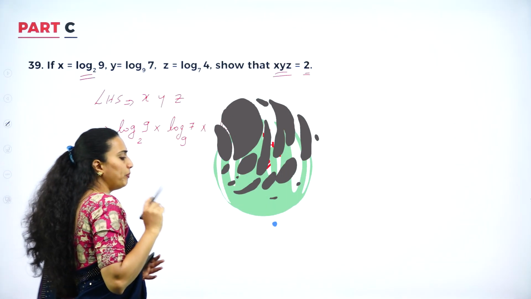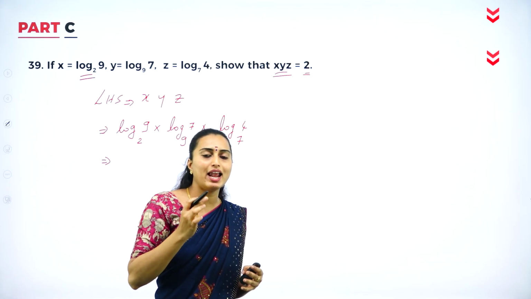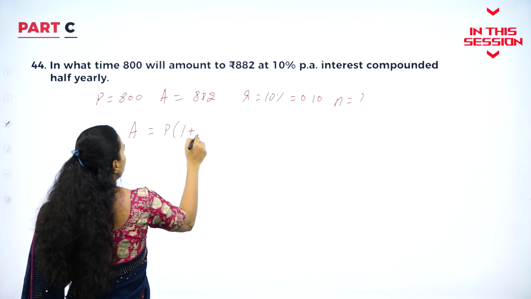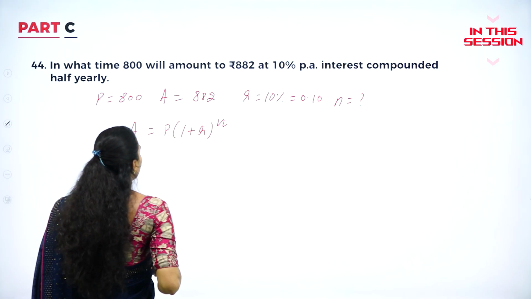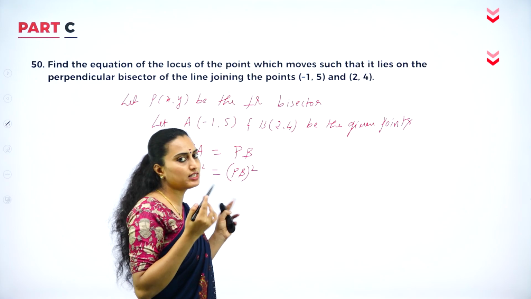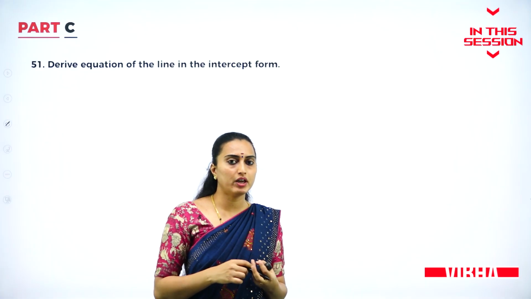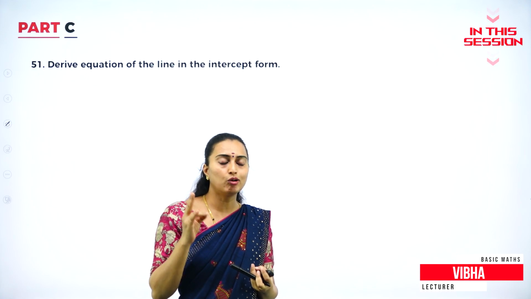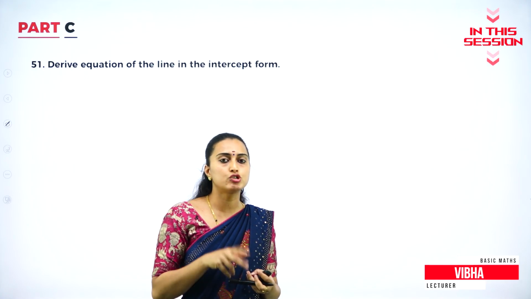Log a to base b can be written as log a divided by log b. A will be equal to b into 1 plus r to the power of n. Cosecant theta is nothing but hypotenuse divided by opposite. Why I have taken here pa square? To cancel the square root directly. One form they are going to ask either intercept, or they may ask it as a slope intercept, or they may ask it as 2-point form.